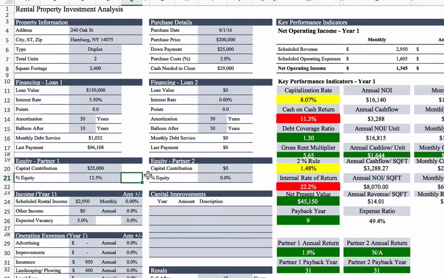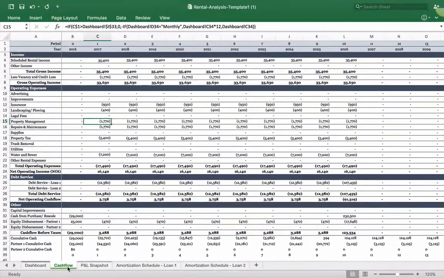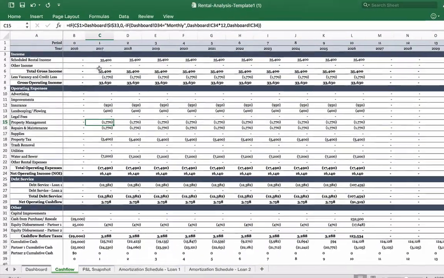Okay, so they're giving me $25,000, and they're going to get 12.5% of the NOI on an annual basis. All right, so let's look at what that looks like from a cash flow perspective. If I click on my cash flow tab here, let's look at year one.